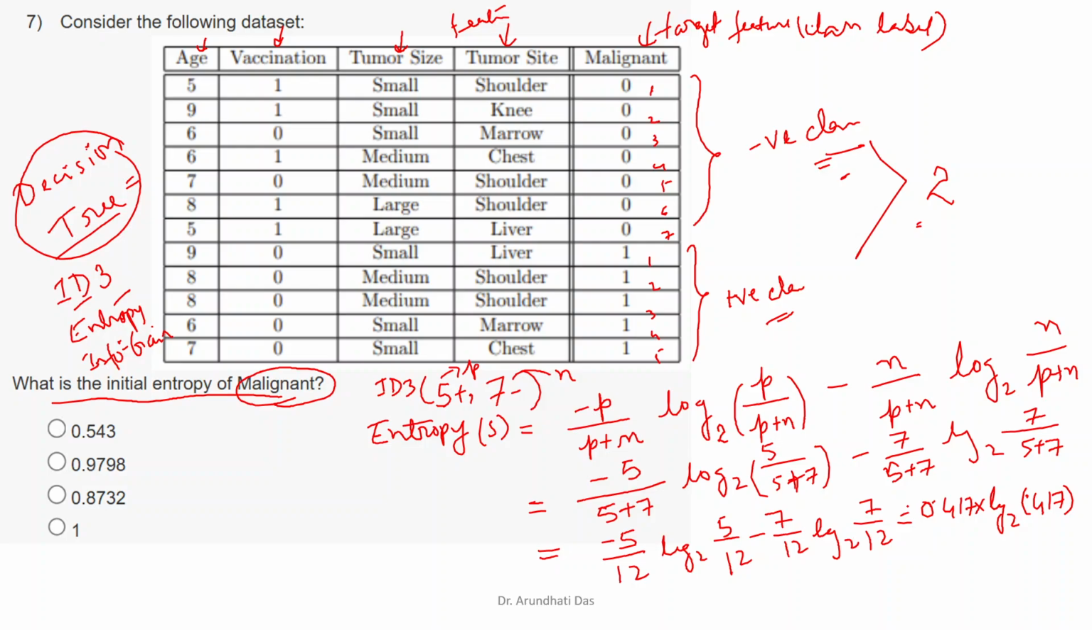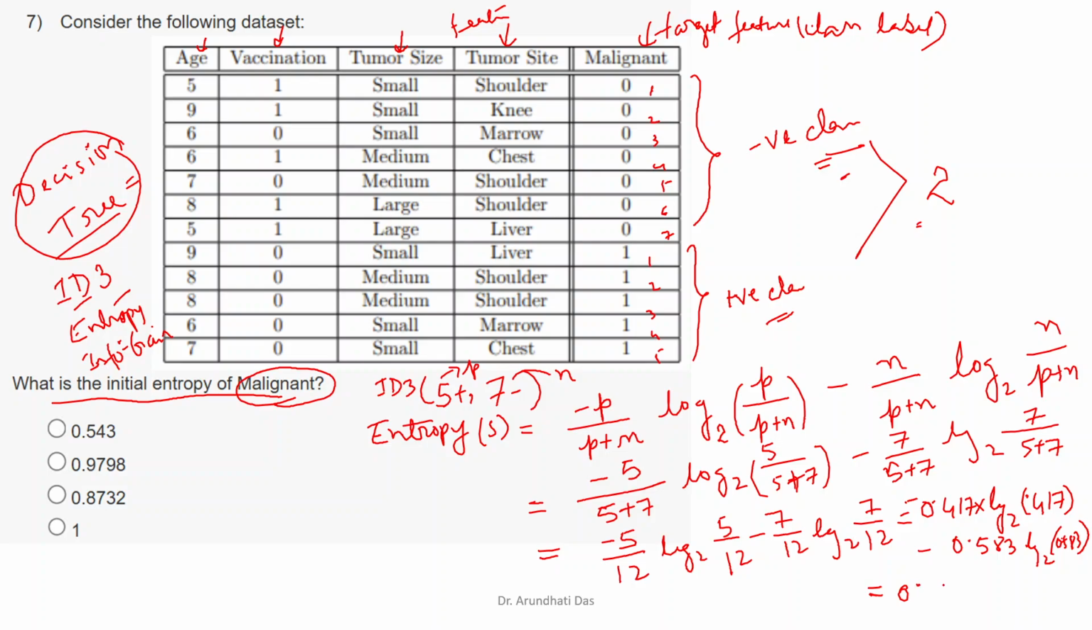This will be initially minus only, okay, then minus the 7 by 12 value comes as 0.583, then log base 2, 0.583, okay. Final value will be log base 2 of this 0.417. Whatever value we get, that value is a negative value, and negative, that's why I cancel out, and final value is 0.